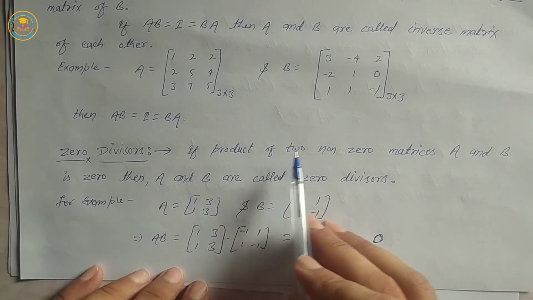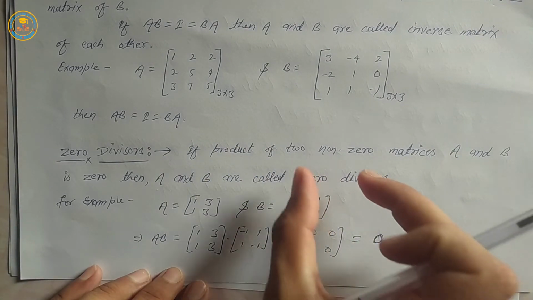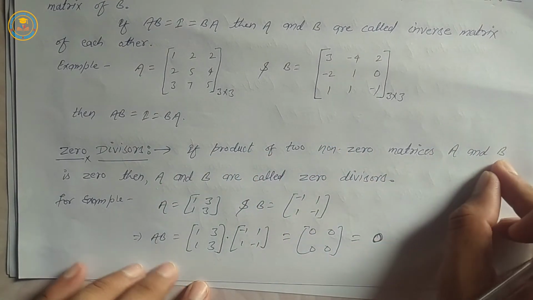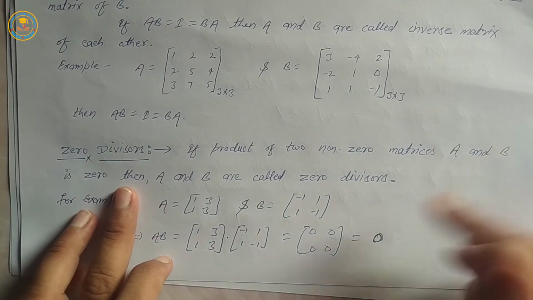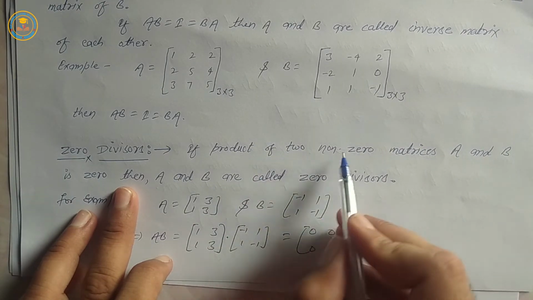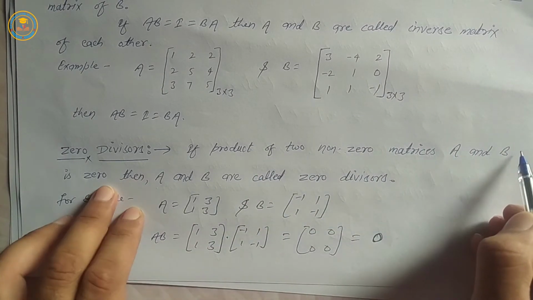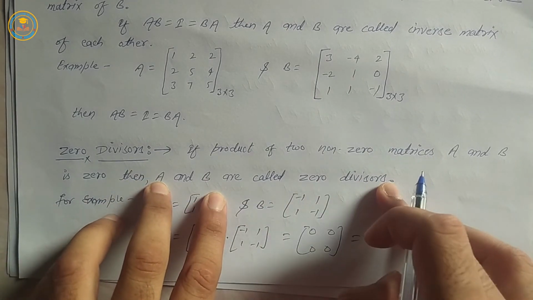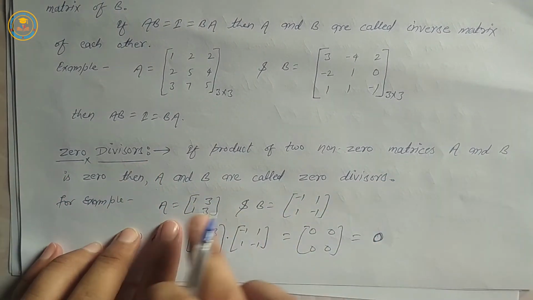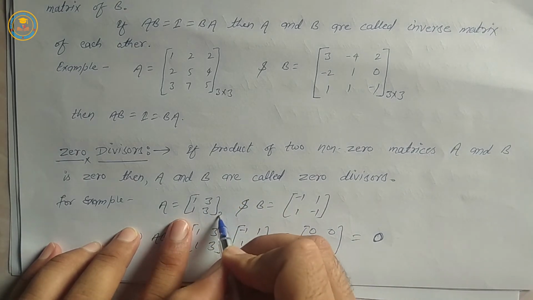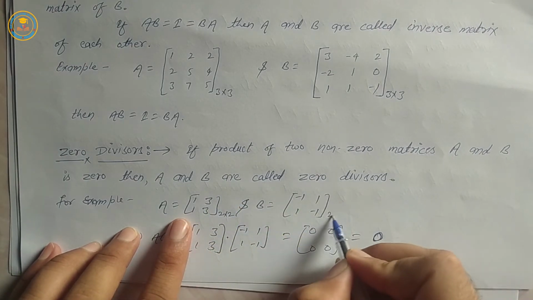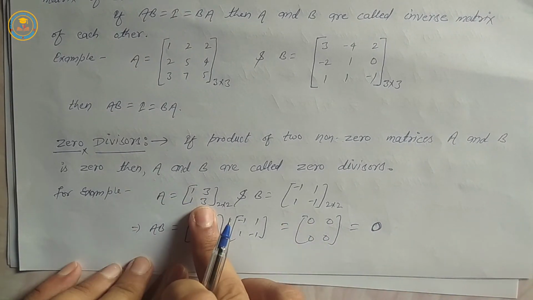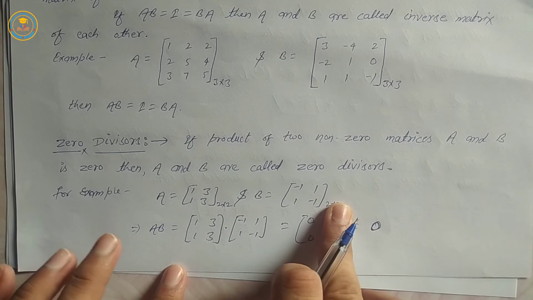If the product of two non-zero matrices A and B is 0, then A and B are called zero divisors. For example, matrix A is 1 3 1 3, the order of matrix A is 2 by 2, the order of matrix B is 2 by 2. A is equal to something and B is equal to something.